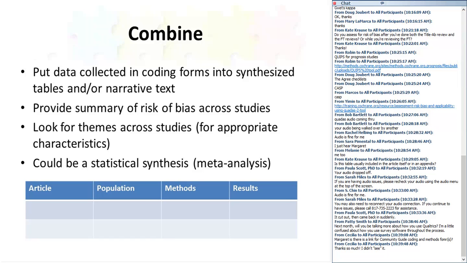We already talked about that we need to provide the risk of bias table. There may be themes, so there are all different ways of doing this, and maybe there will also be a statistical synthesis, a meta-analysis. And next month, I'll talk a little bit about some of the software that's available out there to support that. I only know enough to get into trouble.